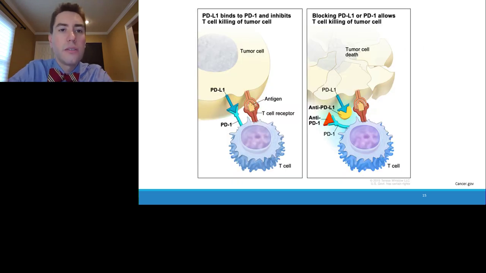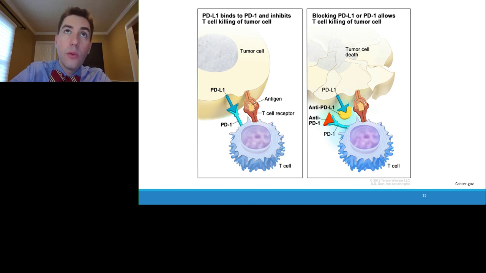Okay, so to briefly go through the mechanism of PD-L1 and PD-1 inhibition, tumor cells and even regular cells in your body are going to express a ligand, PD-L1, and it induces an inhibitory signal to a T cell when it binds a PD-1 receptor while the T cell is also binding an antigen with its T cell receptor.